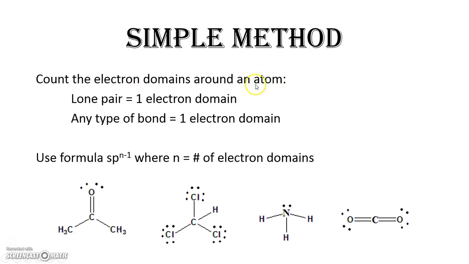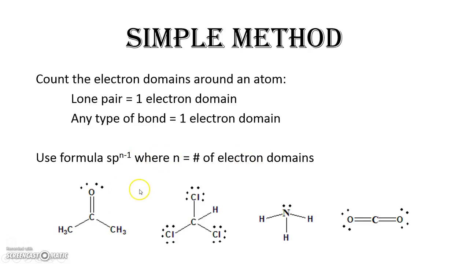And to clarify, most of you guys should have learned this in general chemistry, but when we are dealing with the electron domains, they are classified as one of two things. Either a lone pair, so any lone pair I find around the atom of interest is an electron domain, and then any type of bond. Now that does not mean a single bond counts as 1 and a double bond counts as 2. That means any type of bond, single, double, or triple, counts as 1 electron domain. So you can use the formula sp^(n-1), where n is the number of electron domains.